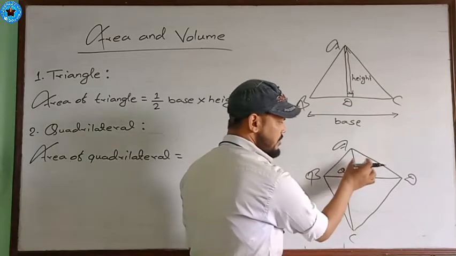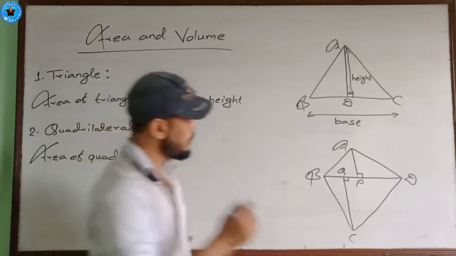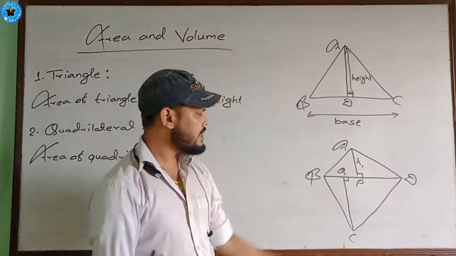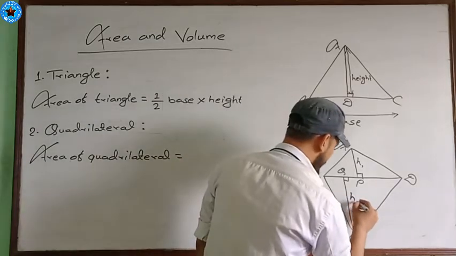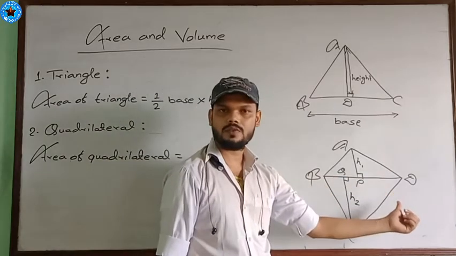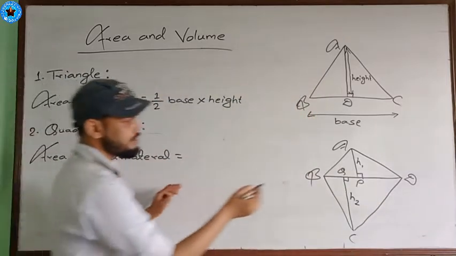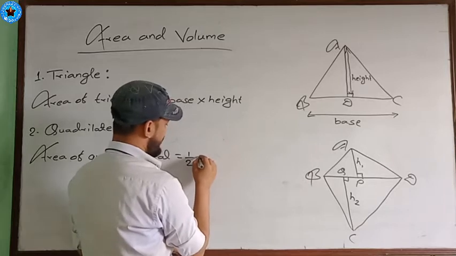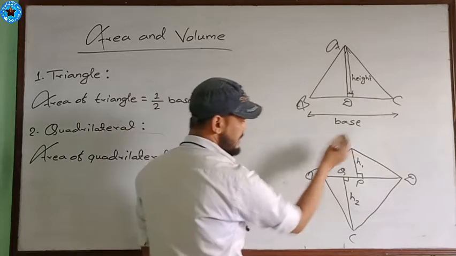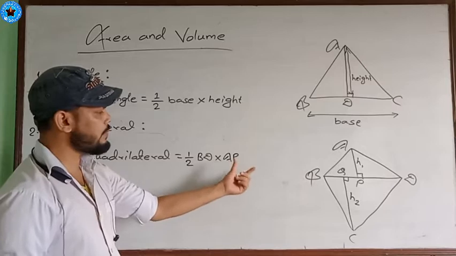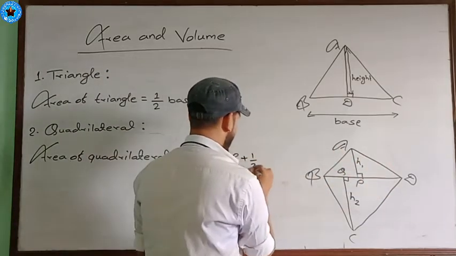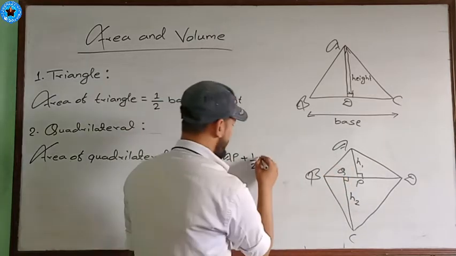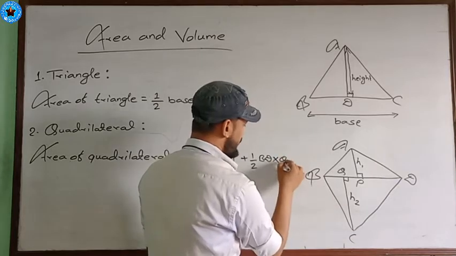If we add the areas of these two triangles, we get the area of the whole figure. Suppose I consider the height AP as h1, and similarly the height QC as h2, and BD is the base. So the area of this triangle is half BD into AP, plus the area of the other triangle, half BD into QC.